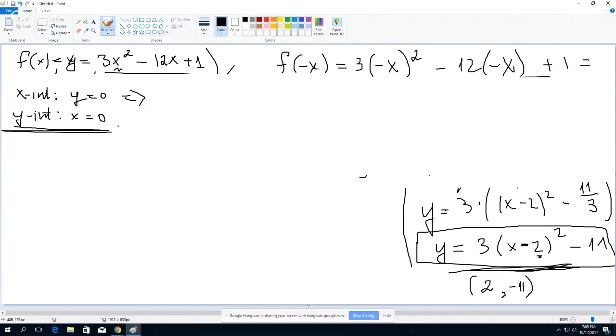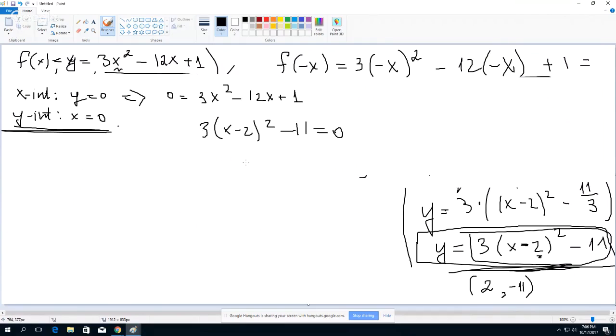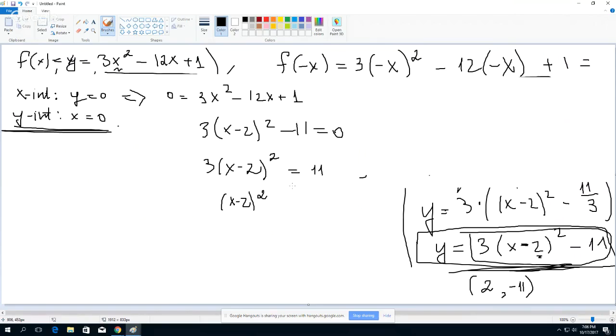So let's do that. Y equals zero, meaning we have zero equals 3x squared minus 12x plus 1. Actually, we've got this other form, which is better to use in this case: 3 times (x minus 2) squared minus 11 equals zero. We add 11 to both sides. Then 3 times (x minus 2) squared equals 11. Then we divide both sides by 3. Yes, exactly.